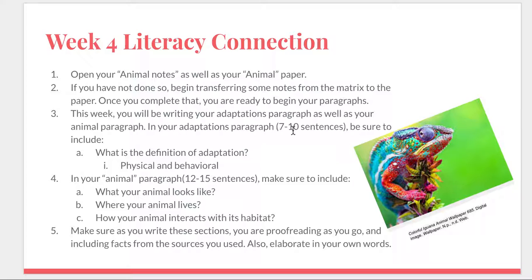In your adaptations paragraph, which should be 7 to 10 sentences at the longest, be sure to include what the definition of an adaptation is, and make sure to talk about physical and behavioral adaptations. Those are 2 different things, so I would try to break it into 4 or 5 sentences each.